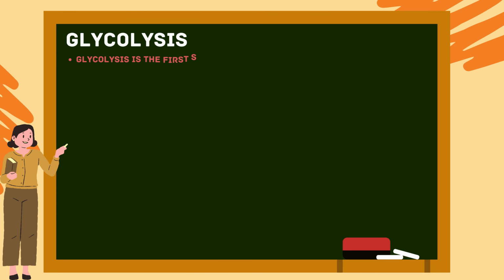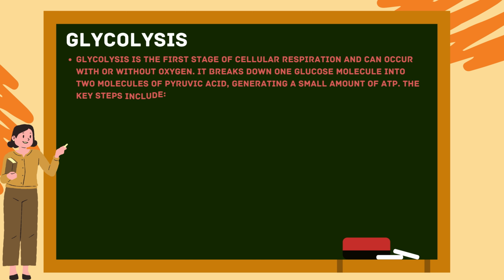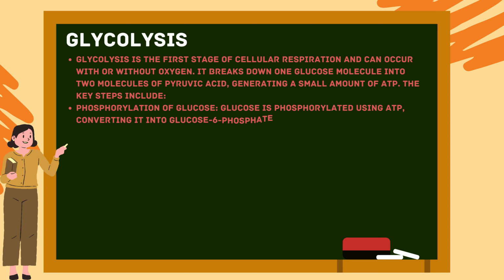Glycolysis. Glycolysis is the first stage of cellular respiration and can occur with or without oxygen. It breaks down one glucose molecule into two molecules of pyruvic acid, generating a small amount of ATP. The key steps include phosphorylation of glucose. Glucose is phosphorylated using ATP, converting it into glucose 6-phosphate.